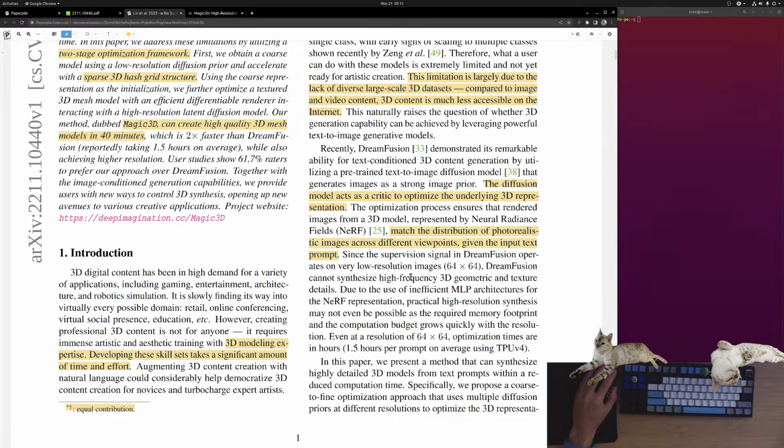Dream Fusion cannot synthesize high-frequency 3D and geometric texture details. So what does high frequency mean in this case? So frequency, right, describes how many times a wave goes up and down, right? If you think of a little sine and cosine wave, how many times it goes up and down within some unit time. But now you're asking, okay, well, how does that apply to geometric and texture details?